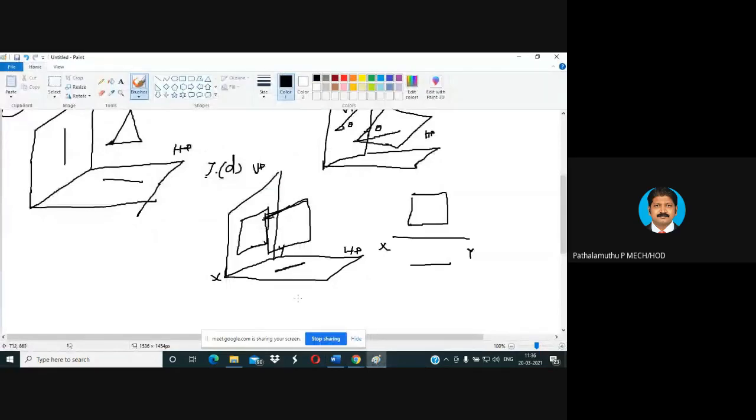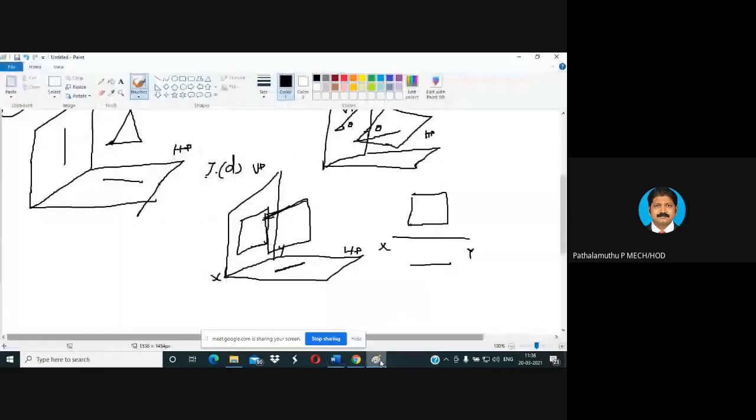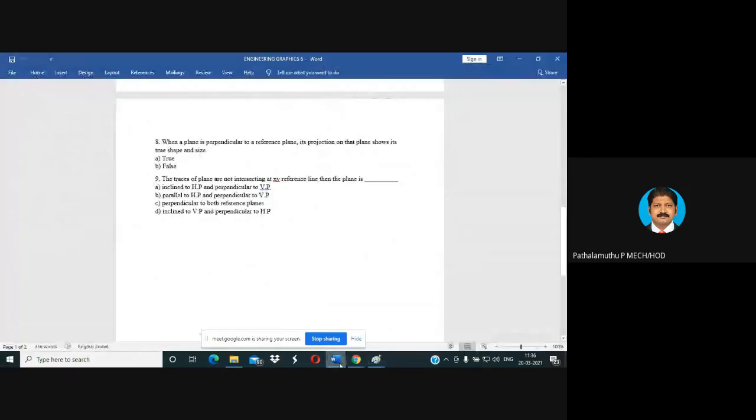Next question, question number 9. The traces of a plane are not intersecting at the XY reference line. Then the plane is inclined to HP and perpendicular to VP? A plane surface inclined to HP and perpendicular to VP means the traces intersect the XY reference line. Parallel to HP and perpendicular to VP means the traces do not intersect the XY axis line. So option B is the correct answer.